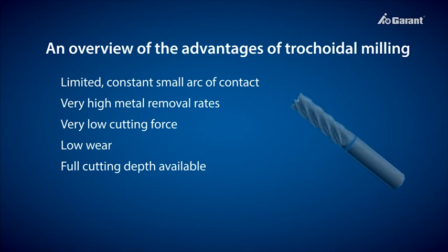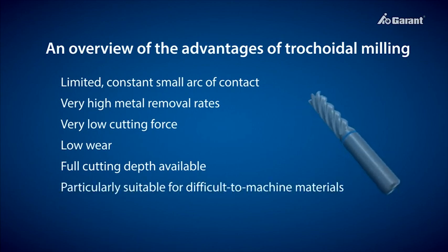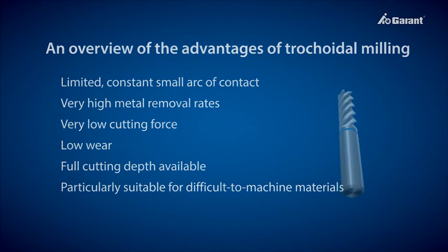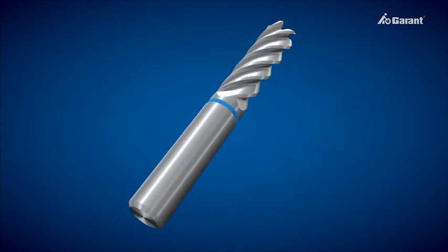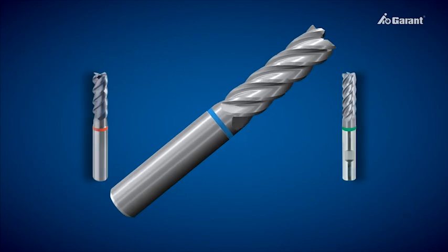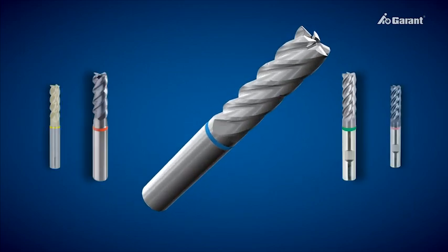Trochoidal milling is particularly well suited to difficult-to-machine materials. The greatest benefits are achieved for hard machining and for machining stainless and superalloy materials.